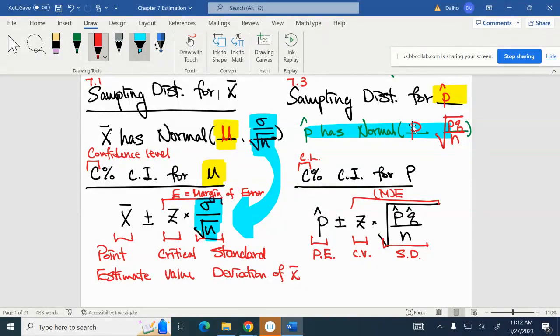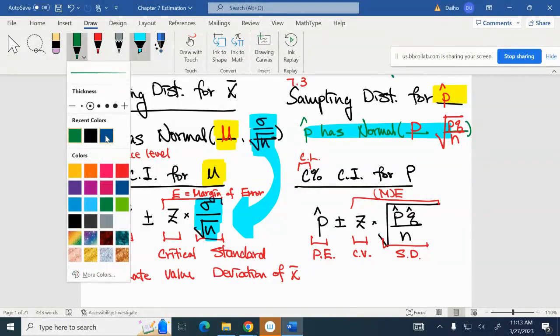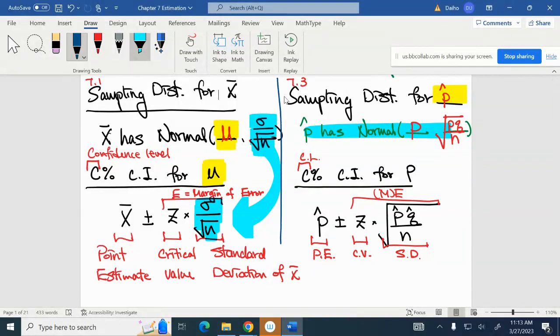Please compare the left one and the right one. Exactly the same, but the left one is for the mean and the right one is for the proportion. That is the only difference. Here is the x bar, P hat, mu, right? P.